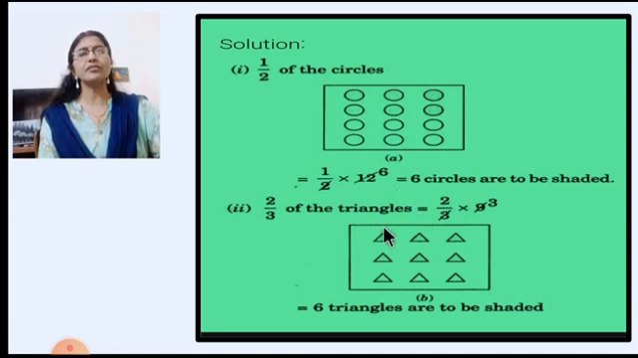Next is 2/3 of the triangles. You can see here every row has 3 triangles. So 3, 6, 9 triangles are there in total. So we'll solve it. 2/3 into 9. You will reduce it. You will get 3. 3 2s are 6. That means out of all these triangles, 6 triangles you have to shade. Very easy, you can all do it in the textbook.